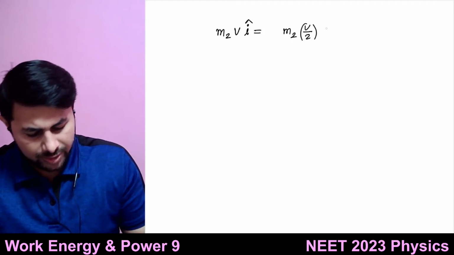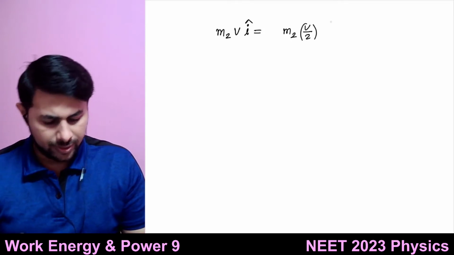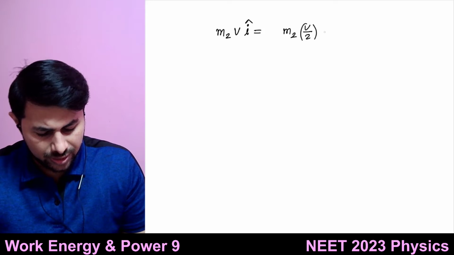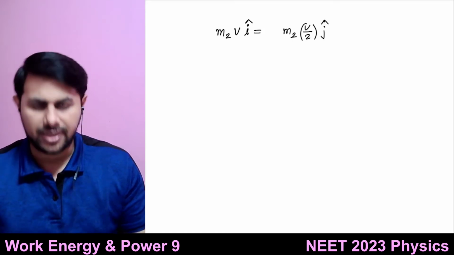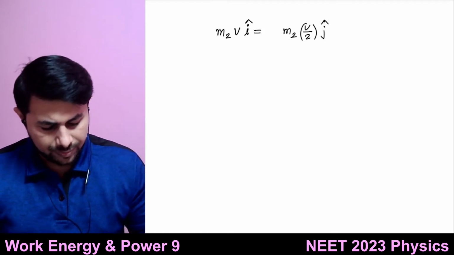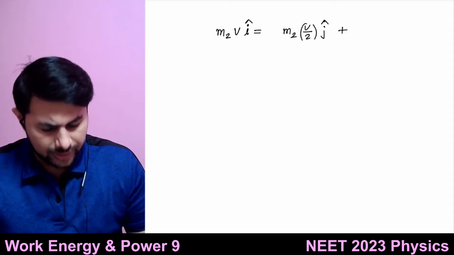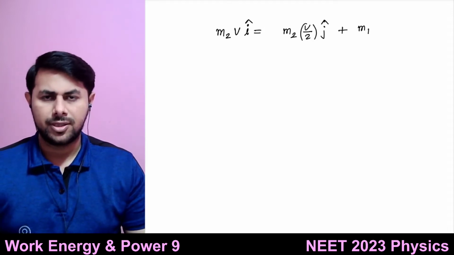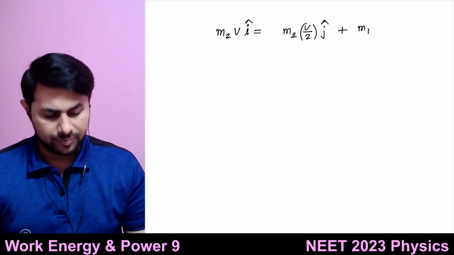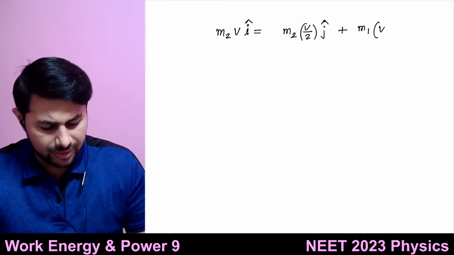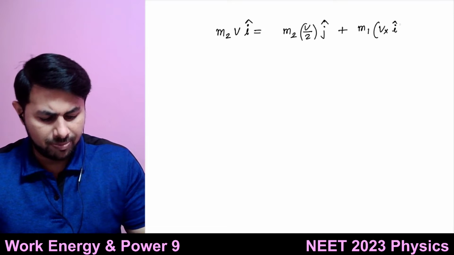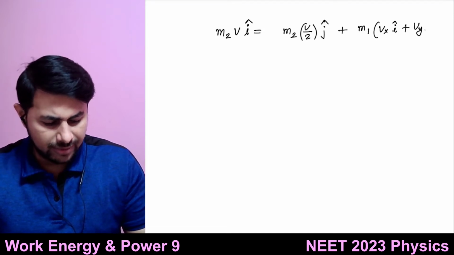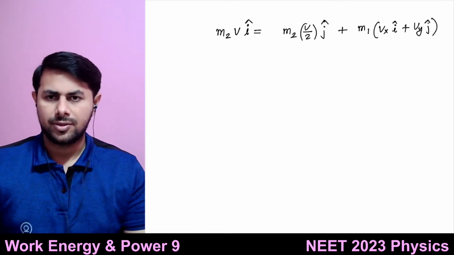Okay, multiplied by what? It's moving in y direction, so let's call it j cap. Now there is another body whose mass is m1. It will have two components of velocity. Let's call them vx and vy. So vx into i cap plus vy times j cap, right?